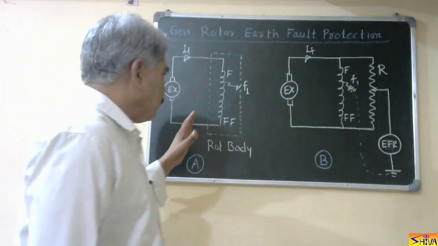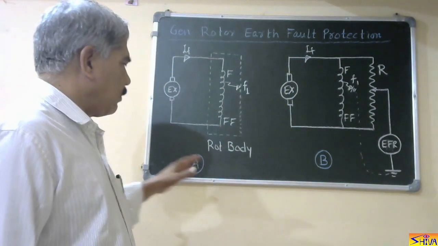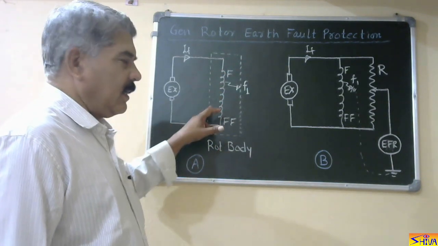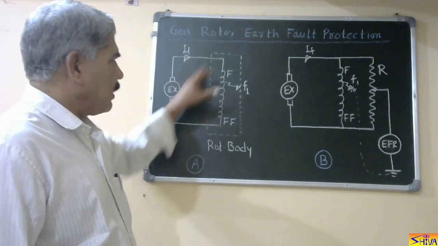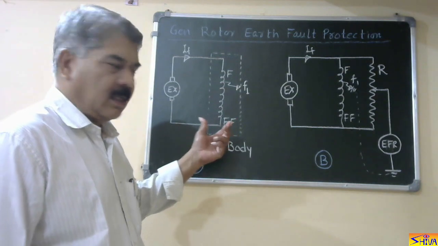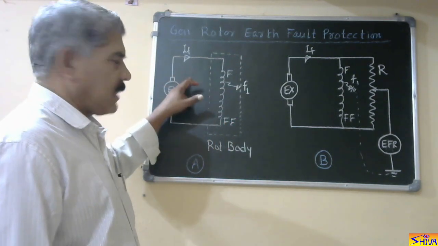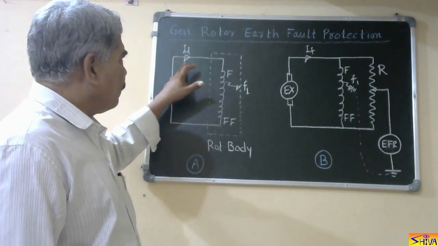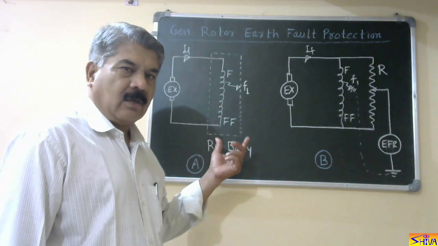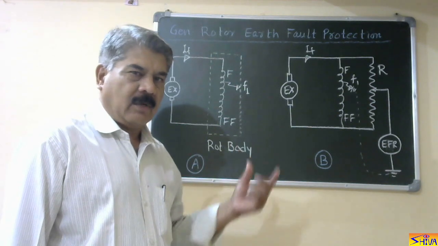So first concentrate on this diagram A. This is field winding. This is housed in the rotor. I have shown the rotor in this dash part. This is field winding that is housed in the rotor, and this is exciter, that is DC supply. Field current is IF. Now first thing is this rotor body is not grounded.